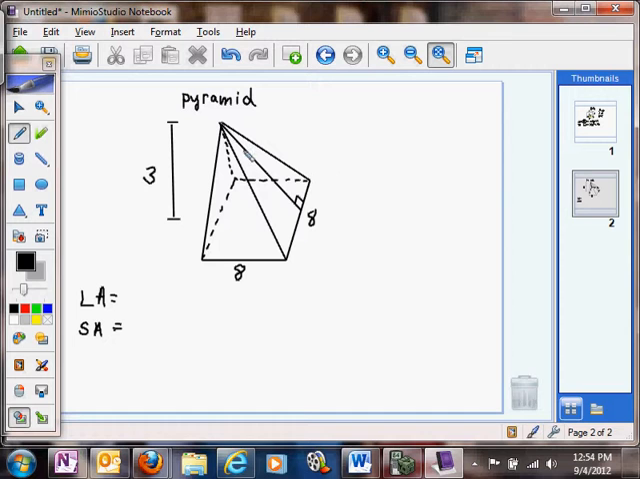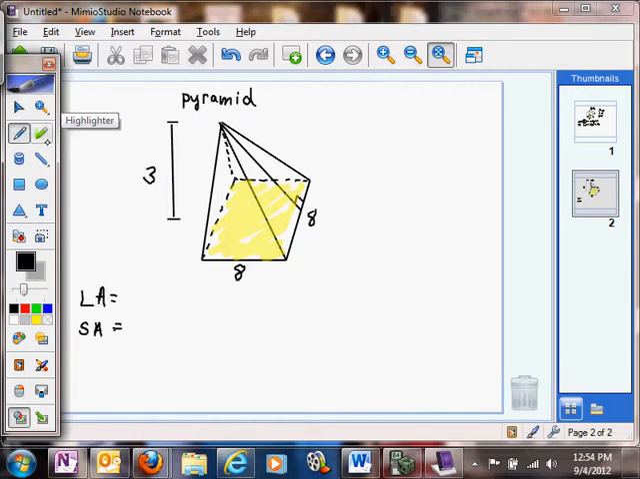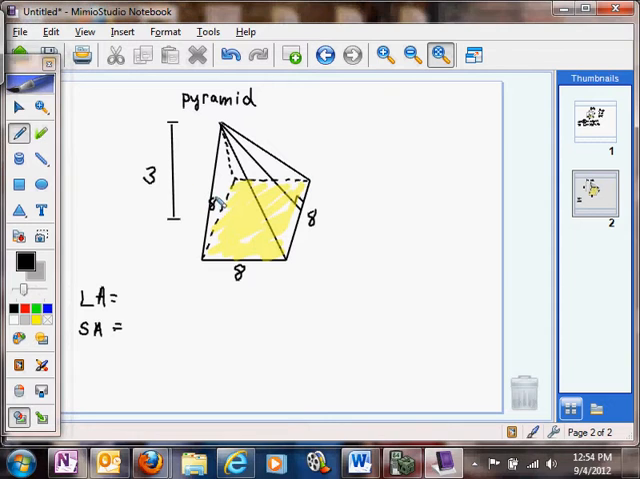Here, this piece is our base. Looking at my drawing, it could possibly look like a rectangle, but if you look at the dimensions, it's going to be a square. If this side is 8, then this side is 8, and so is this side. So let's look at our formula chart and find the formula for the areas of a pyramid.